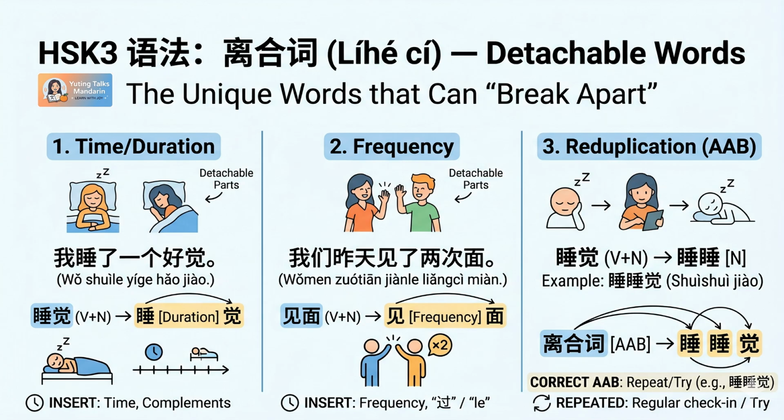In today's lesson, we're going to learn one of the most unique grammar points in Chinese, líhé, detachable words. These words look like normal verbs, but they follow special grammar rules. For example, words like 睡觉 and 见面 can be separated in different situations. This is a very important HSK3 grammar point, and many learners make mistakes here. I'll explain everything clearly in English with simple Chinese examples, so it's easy to follow.